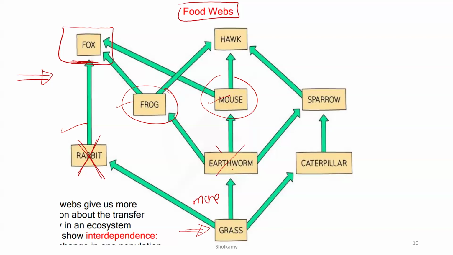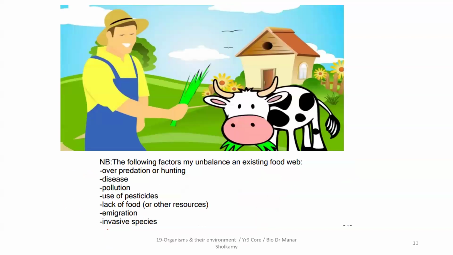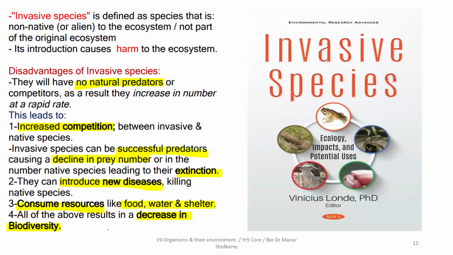Let's say this earthworm is gone. This means that there will be less food for the frog and the mouse and the sparrow. They will have to look for other sources of food because a food web is always affected by even one population. If one population is affected, the whole food web is affected. And this is called interdependence, how one organism affects another organism. Okay? Now, another question also that is very common, we'll talk about it in a minute. Here, factors that affect food webs.